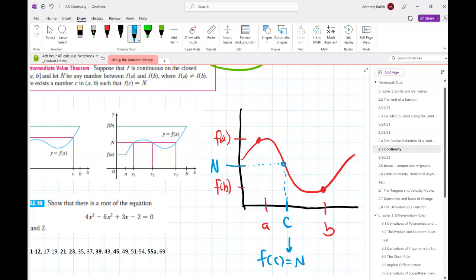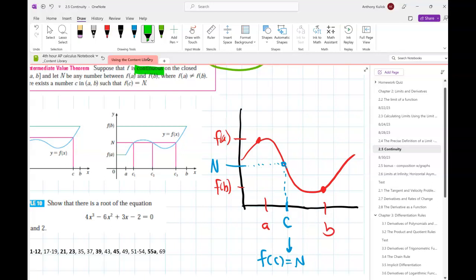Okay? The number one mistake students make when using this on the AP exam is they do not stop to show the continuity before they apply the theorem. You must stop and show that you have continuity before you use the intermediate value theorem. Okay?